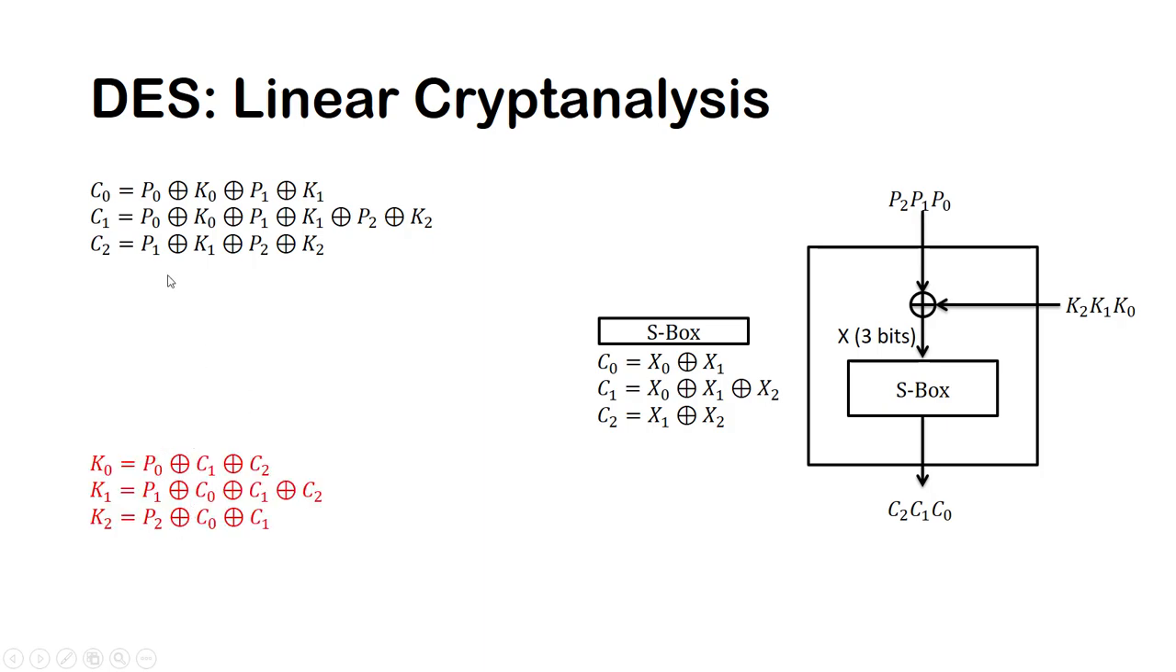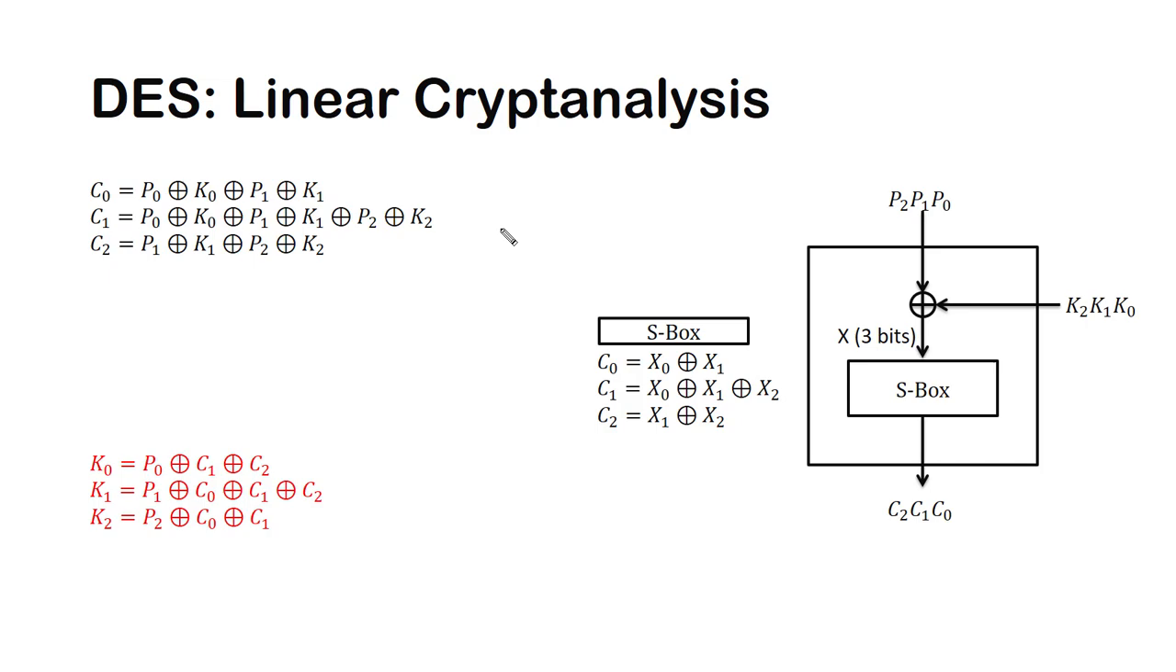For example, if I add C1 and C2, you will find that P1 XOR P1 will result in 0, K1 XOR K1 will result in 0, P2 XOR P2 will result in 0, K2 and K2 will result in 0. So C1 XOR C2 will be equal to P0 XOR K0. So for calculating K0, we'll add both the sides by P0. So it cancels out the P0 over here and the relationship comes out to be K0 equals P0 XOR C1 XOR C2. Let me just show you how this has been calculated.